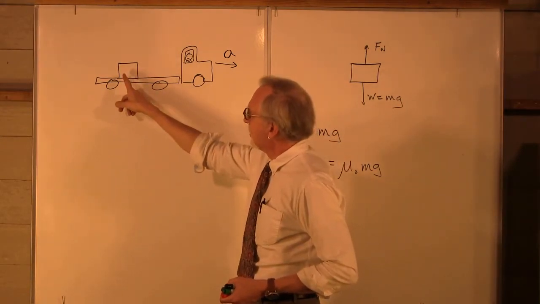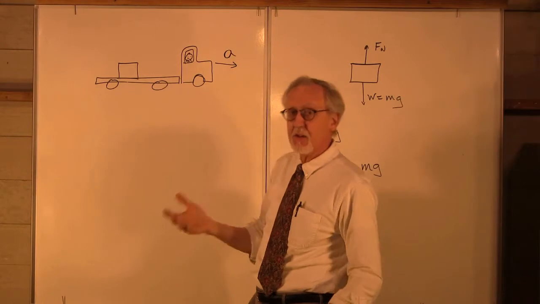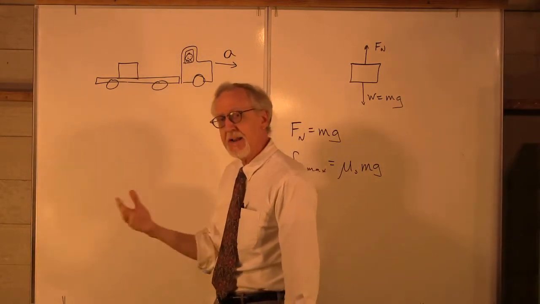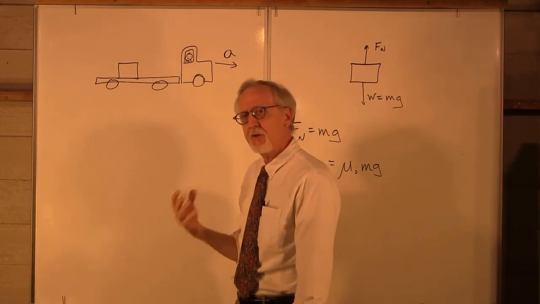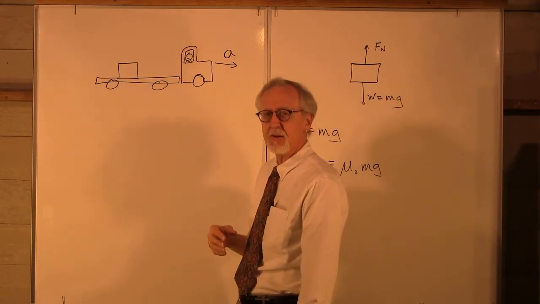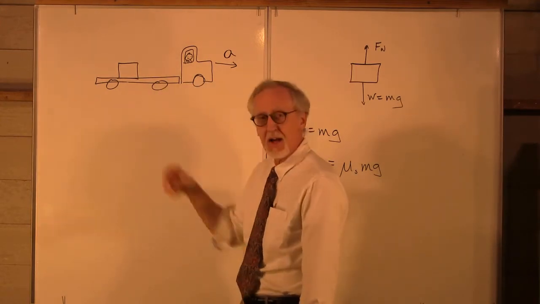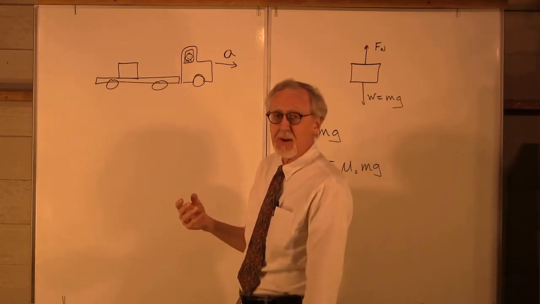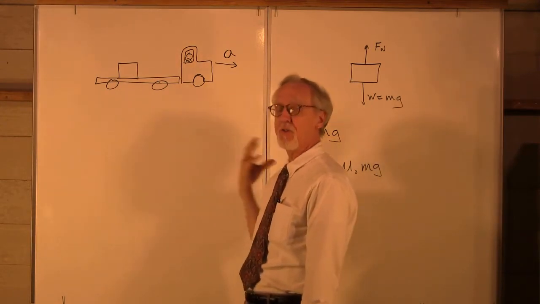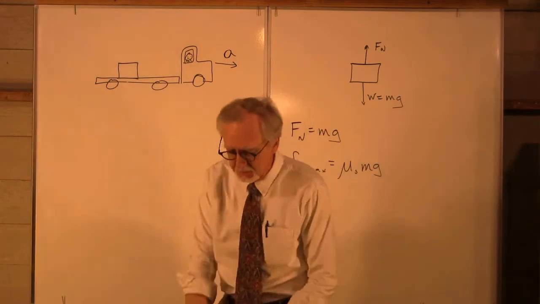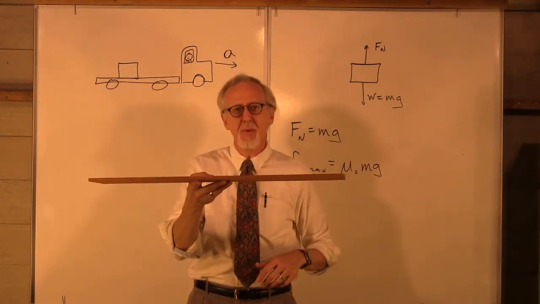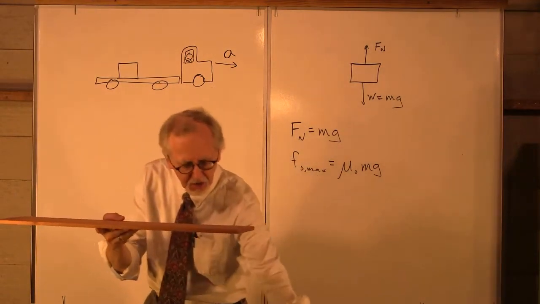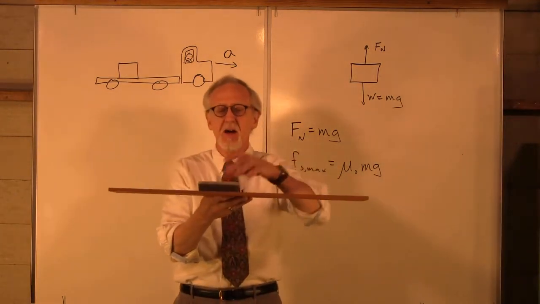The truck needs to accelerate the crate along with it. The crate needs to maintain the same acceleration as the truck. If the crate cannot maintain that acceleration, what's going to happen? It's going to slide off the truck. Another way of thinking about it is the truck will slide out from underneath the crate. Let me give you a little example. So let's imagine this is the back of the truck, and here's the crate, say, on the back.